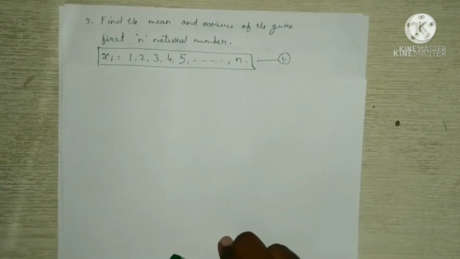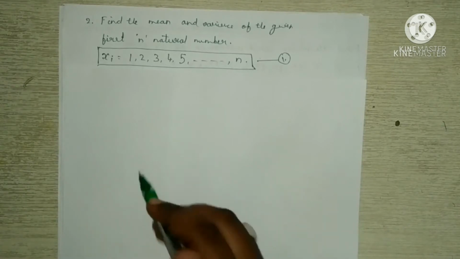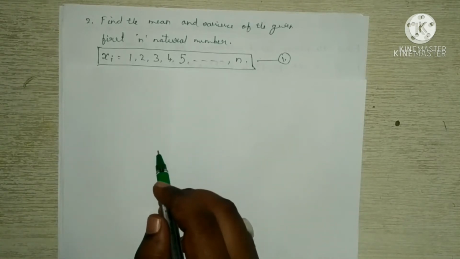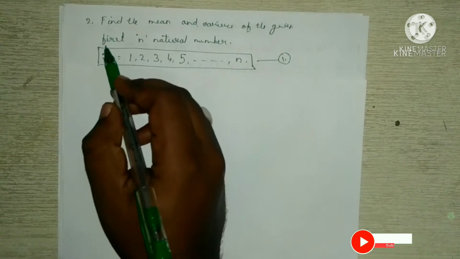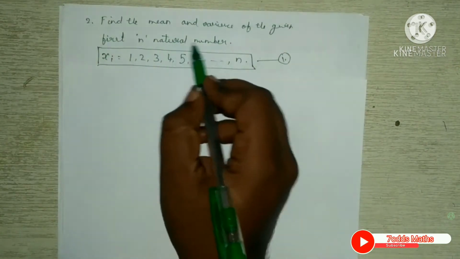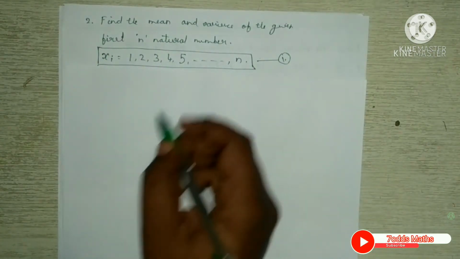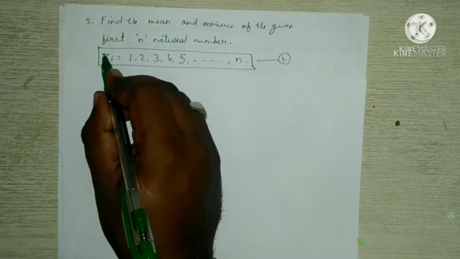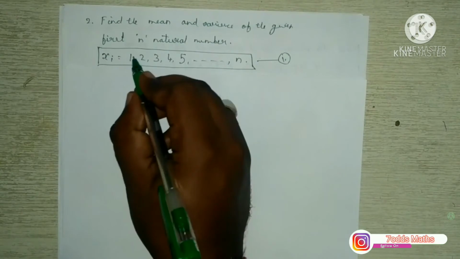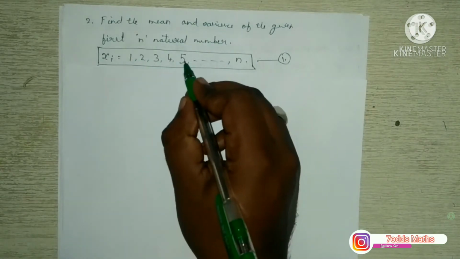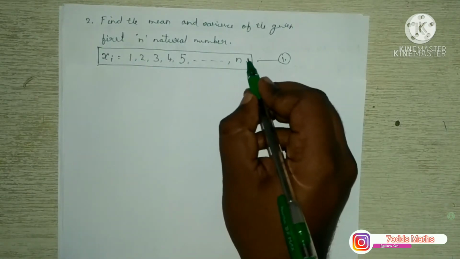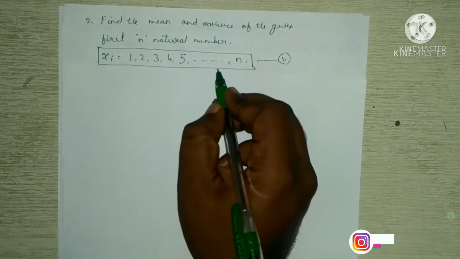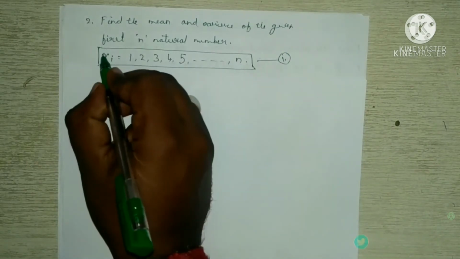Next we will go with the second question: find the mean and variance of the data. The question asked is the first n natural numbers. First, you consider n natural numbers 1, 2, 3, 4, 5, and so on to n, which is nothing but n natural numbers. Let it be xi.